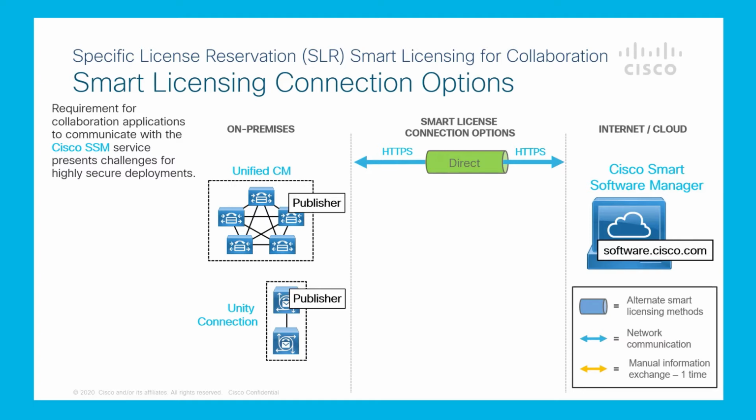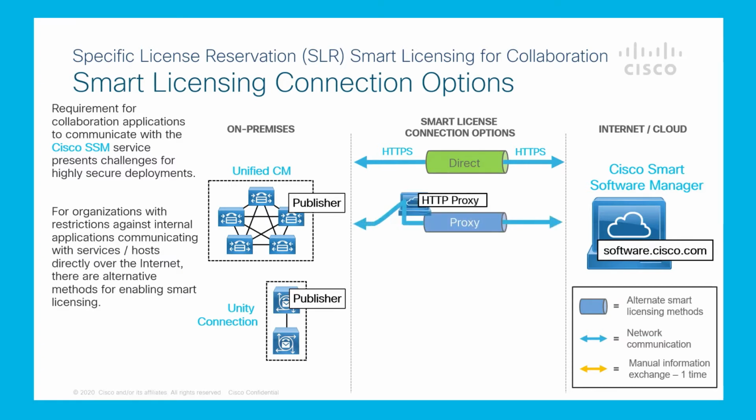However, that direct connection, although secure and initiated in an outbound direction, just like any call to a web page from a client inside the organization, was not something that all customers were comfortable with, particularly those with highly secure deployments. So, to address this, Cisco developed a number of alternative ways to enable smart licensing connections that highly secure customers might be more comfortable with.